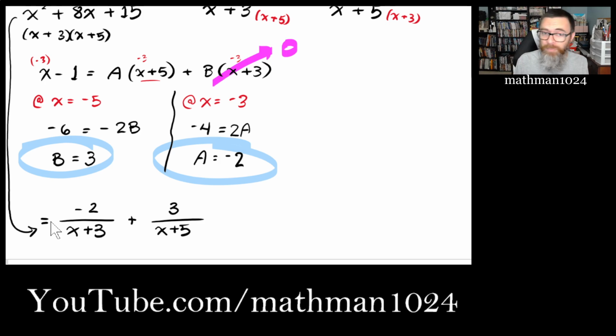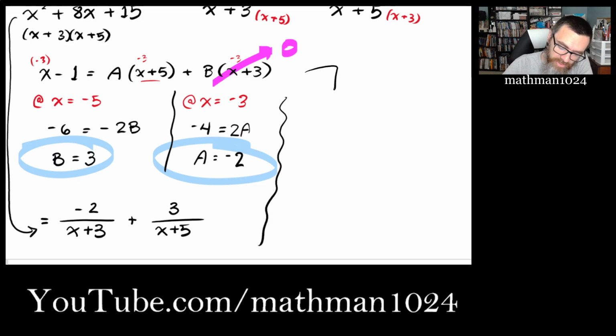Now what you can do, if you don't believe me, is take this expression and combine it into a single fraction, and you'll see we get exactly what we were supposed to have, what we started with. So this is the easy way. Now there's a more difficult way here. I want to make sure you see this because sometimes we do need to apply this.